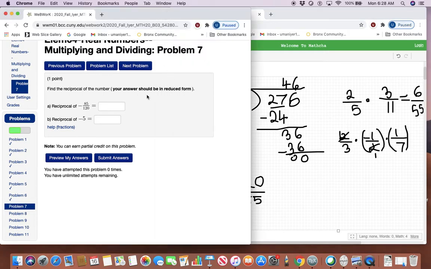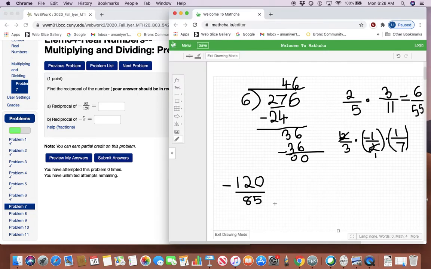But then they are asking you to reduce it. So notice the negative stays, 5 goes in both. 85 is nothing but 5 times 17, and numerator 120 is 5 times 24. So 5 reduces, you have 24 over 17 with a negative.